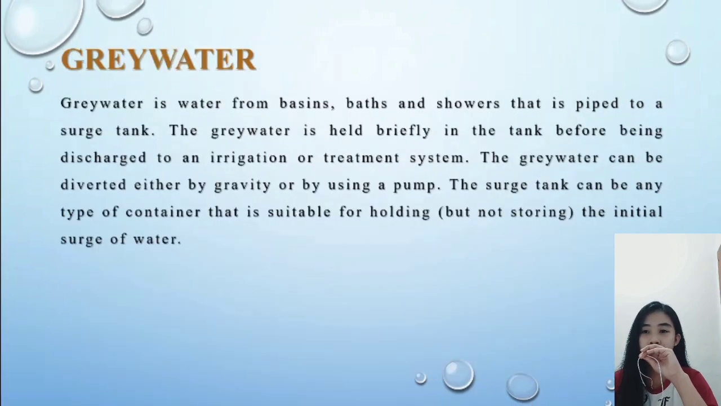Greywater. Greywater is water from basins, bath, and shower that is piped to a surge tank. The greywater is held briefly in the tank before being discharged to an irrigation and treatment system. The greywater can be diverted either by gravity or by using a pump. The surge tank can be any type of container that is suitable for holding but not storing the initial surge of water.